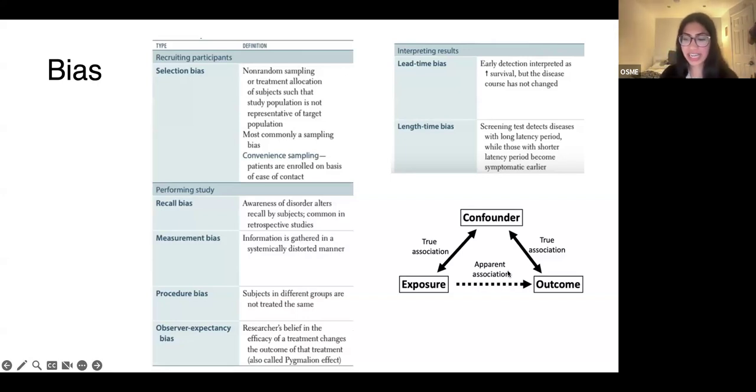Just to recap, length time bias, which some people have selected, is again more about the course of the disease. So a screening test is comparing two diseases. The introduction of a screening test will mean that something with a longer or more indolent course is going to appear to have longer survival, whereas the disease that gets symptomatic quickly will not be picked up by that screening test. Because as we said right at the beginning, the screening is just for an asymptomatic population.